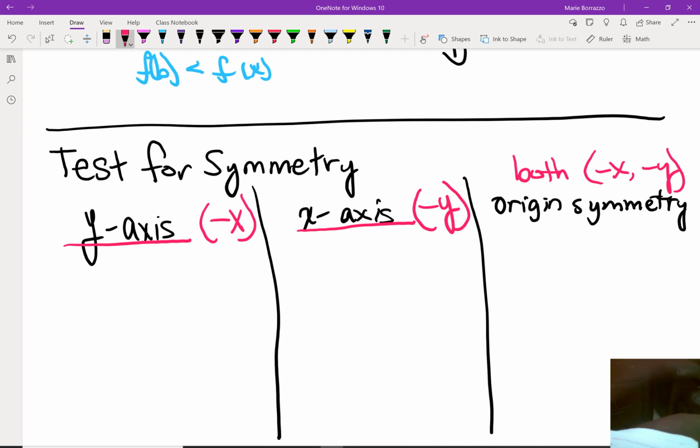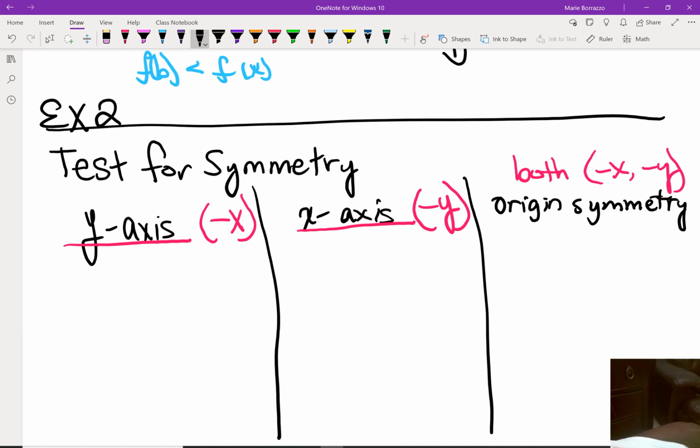Once you substitute in that opposite sign for the variable relative to the symmetry you're testing, if you obtain the same result, then it is symmetric with respect to that axis. But if your result is something different, then it is not. So this is going to be example 2. And this is called test for symmetry.